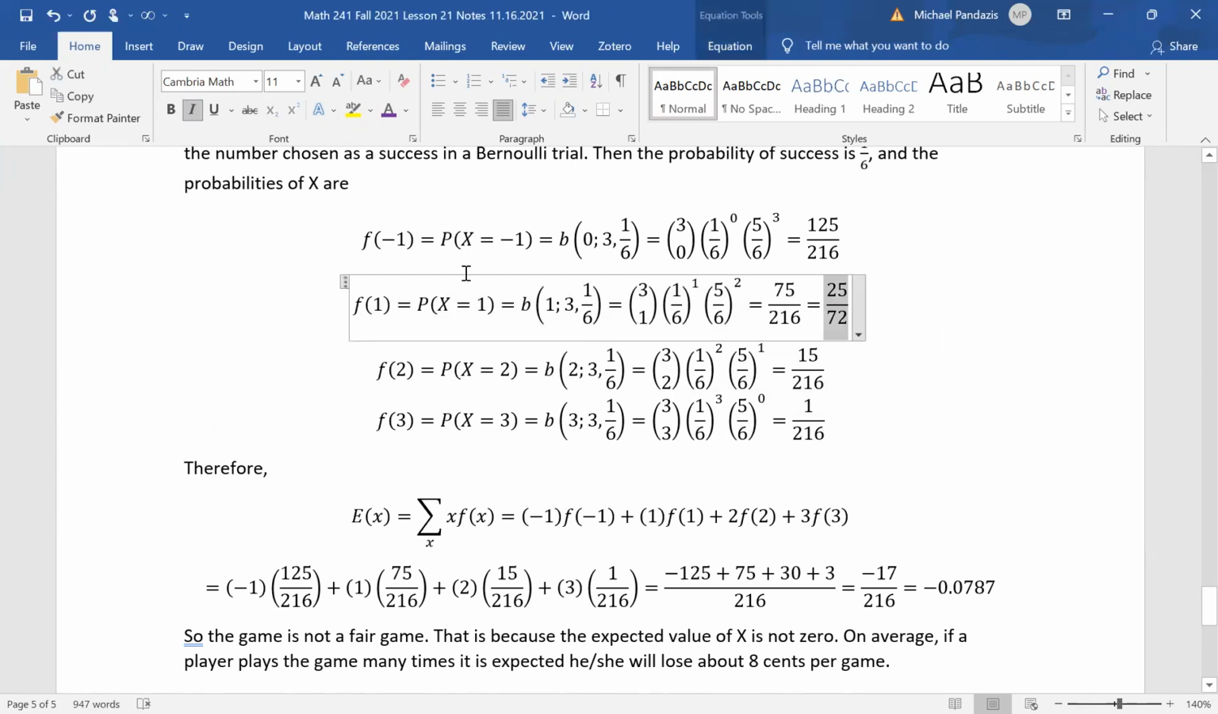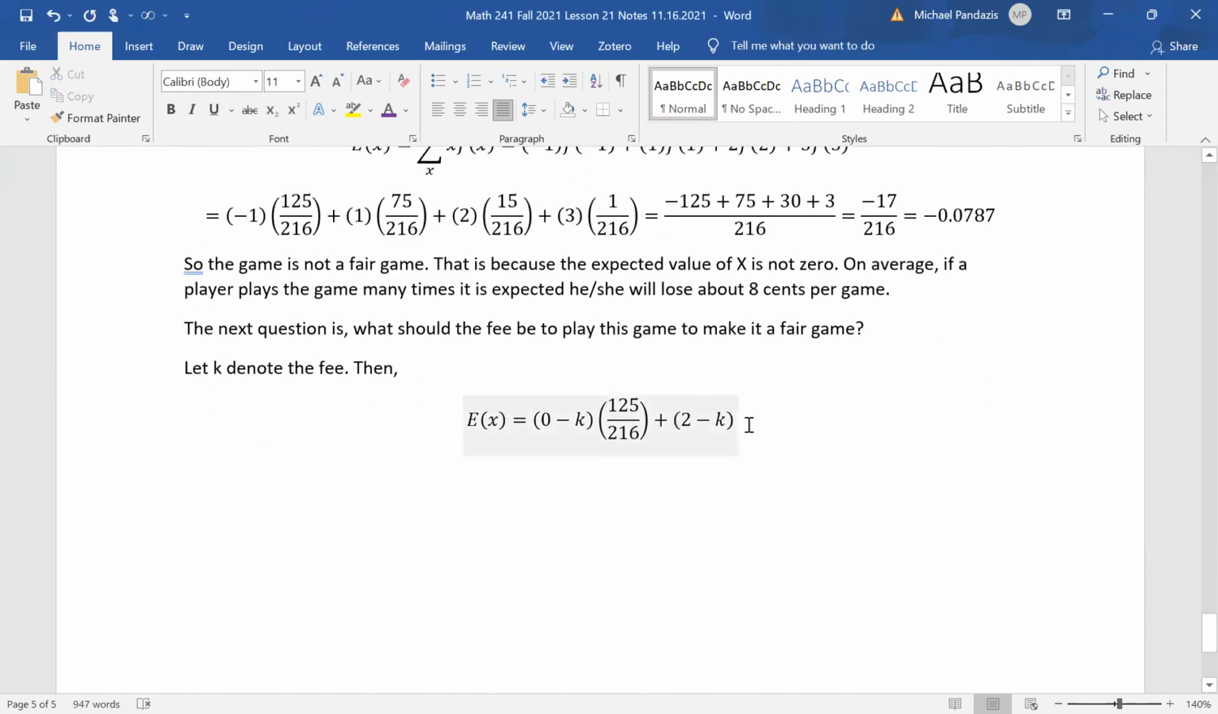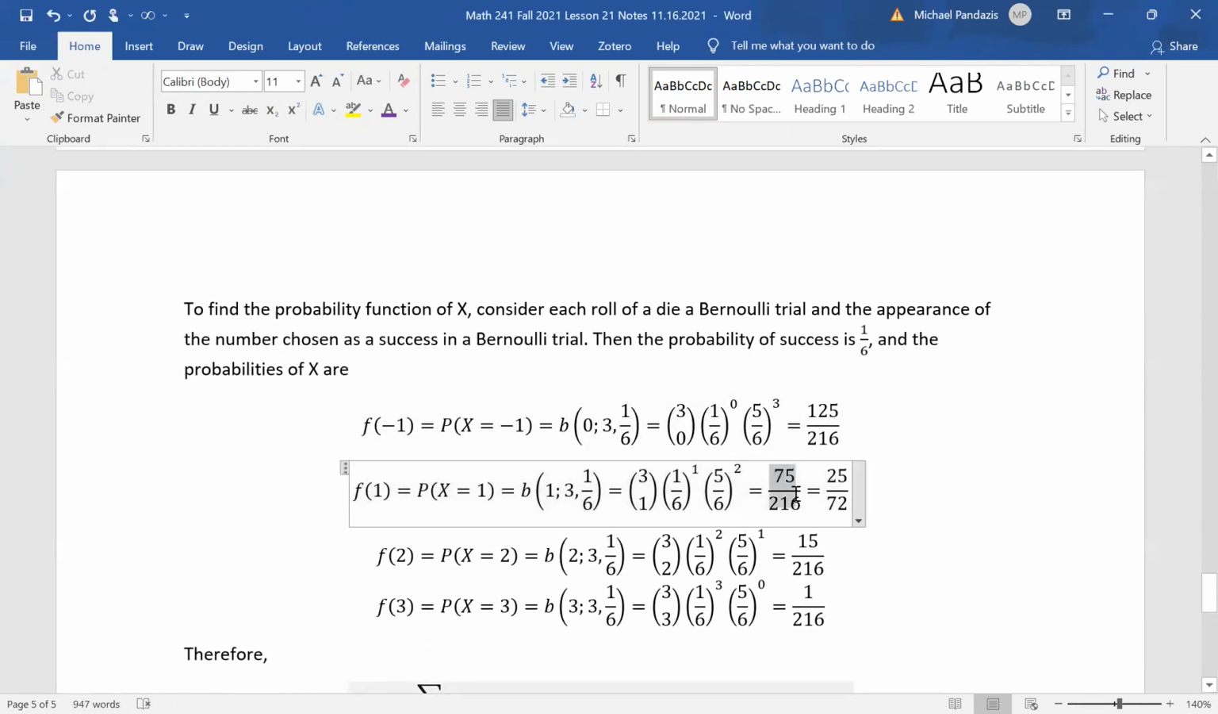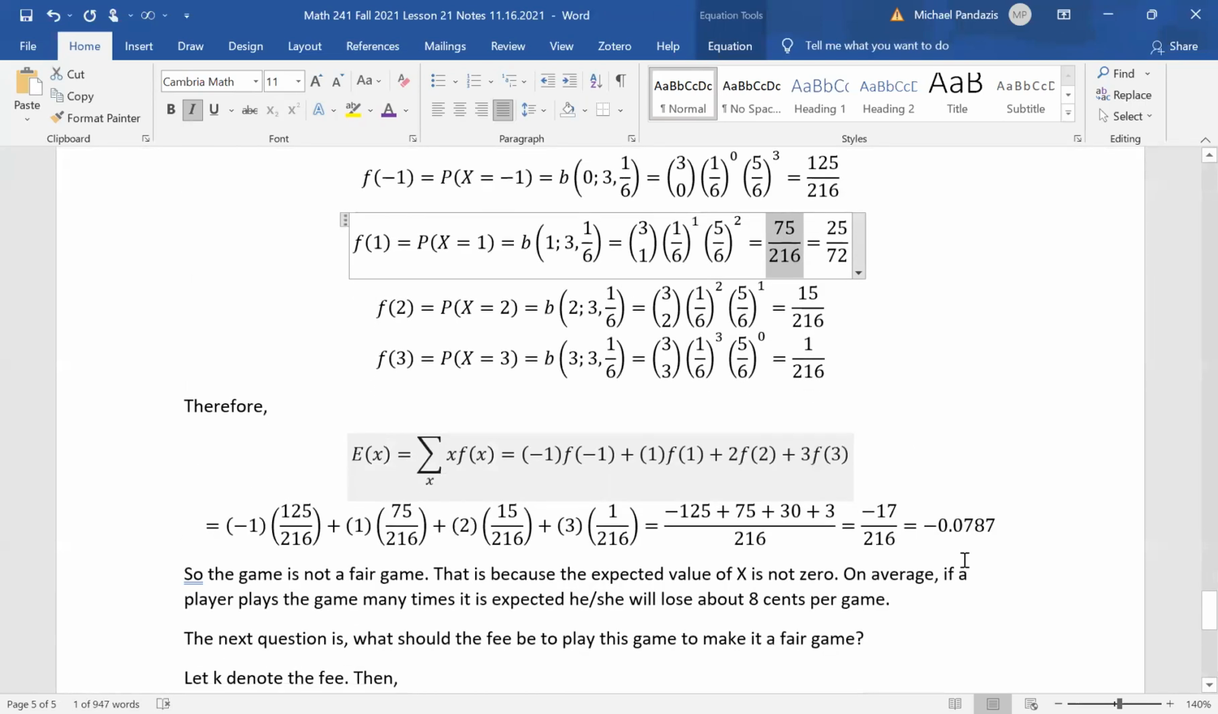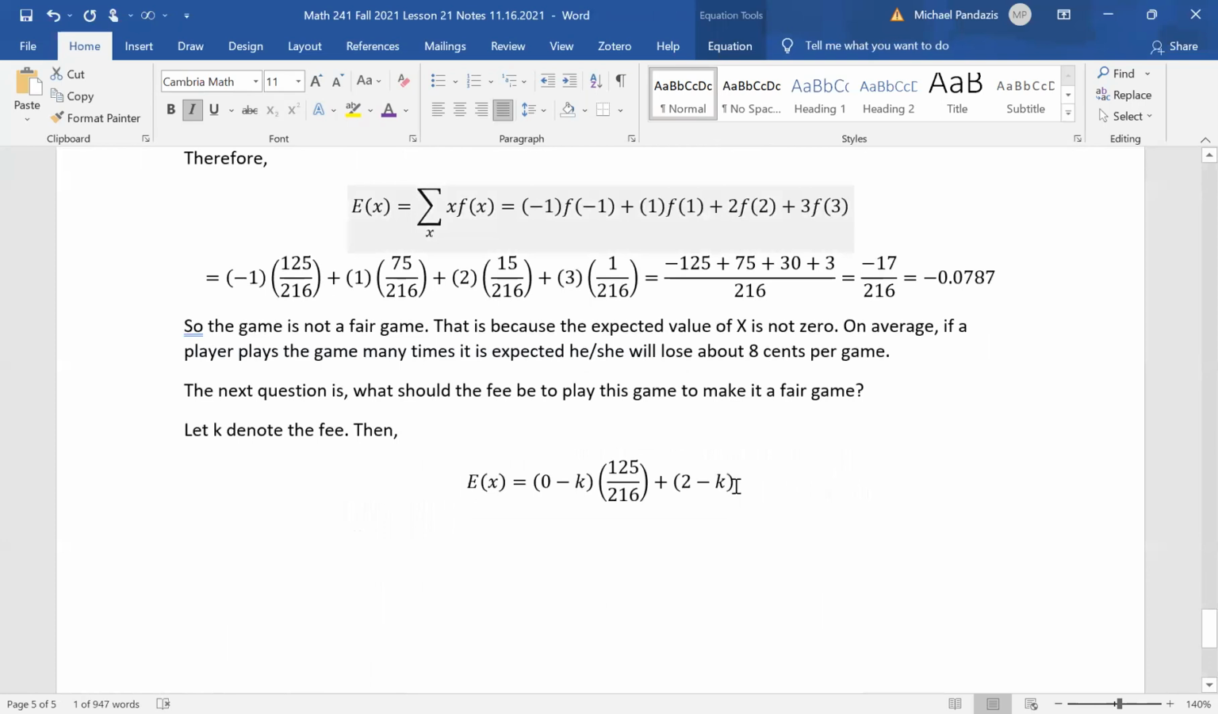But now that the fee is different, the net gain doesn't have to be 1, but the probability of your number appearing exactly once is still the same. It's still 25 over 72, or 75 over 216, which I'm going to write as 75 over 216 just so it looks easy to read.